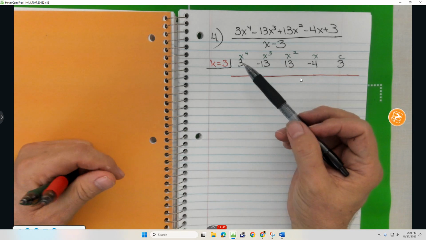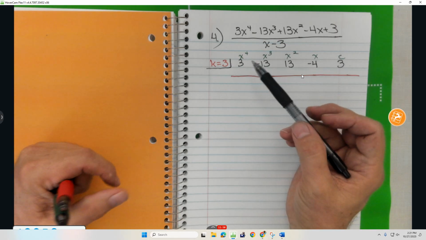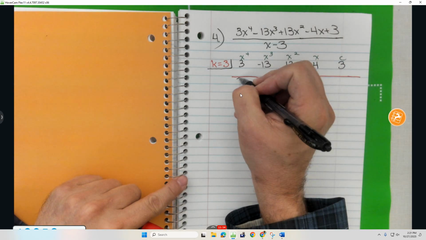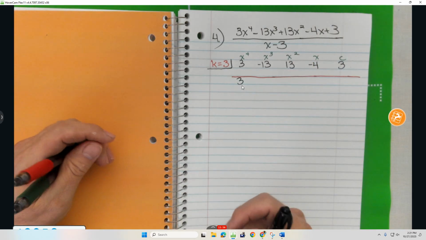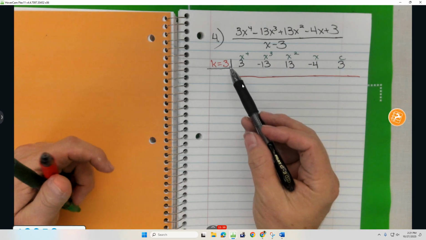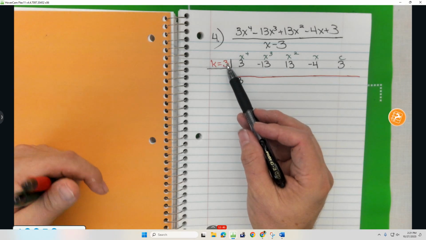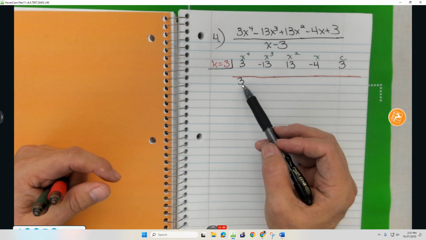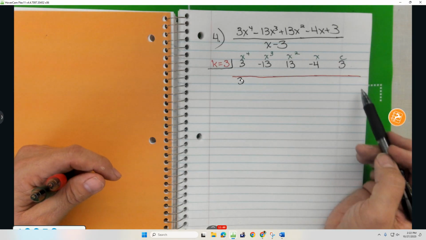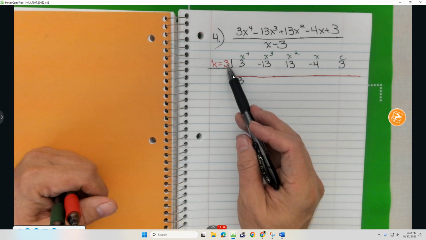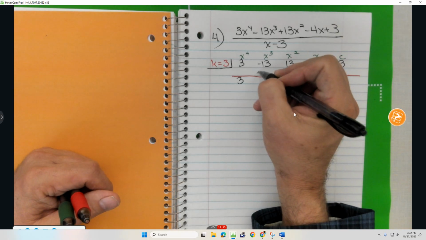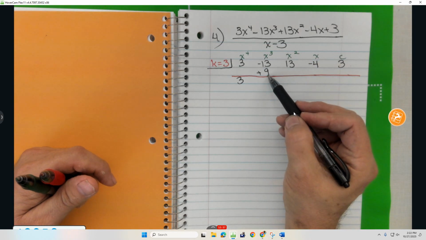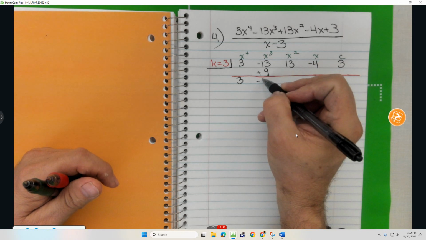Here's what you do. The first thing to start this process, you take the leading coefficient, whatever it is, and bring that down. We'll discuss why we do that in a moment. Then you take this constant that you have, and you multiply by that each time after you bring a number down, as long as you have columns. 3 times 3 gives us a positive 9. Negative 13 plus 9 gives us a negative 4.